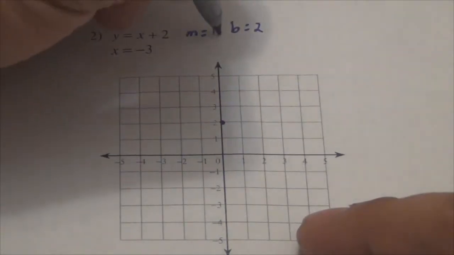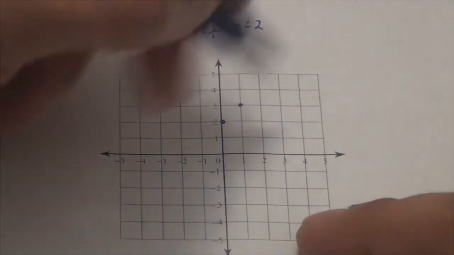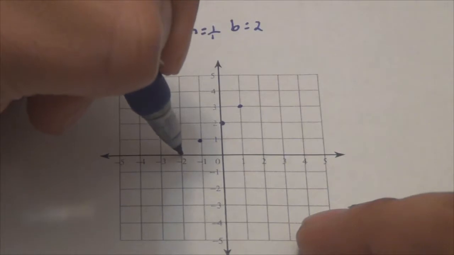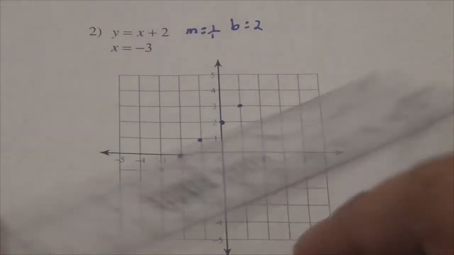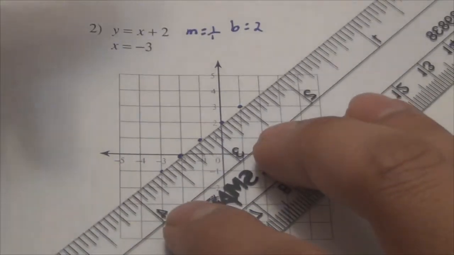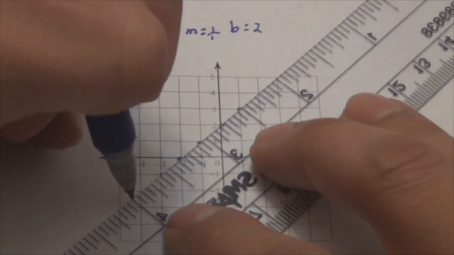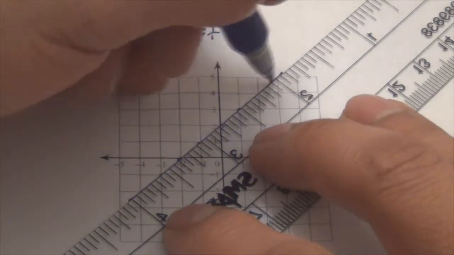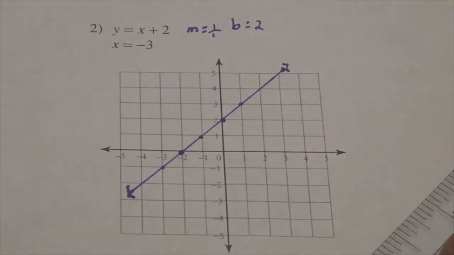The slope is 1, so that means it is 1 over 1: 1 up, 1 to the right, or if not, then 1 down, 1 to the left. Still the same behavior. And now I graph with my ruler, and trace the line. Now let's take a look at the other one.